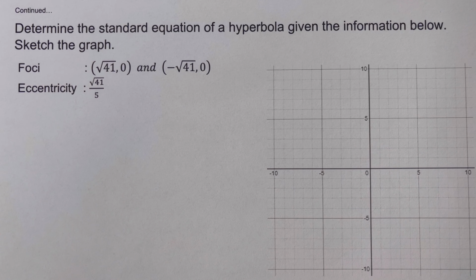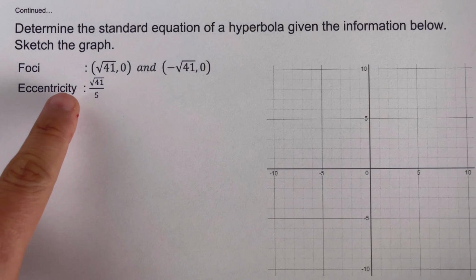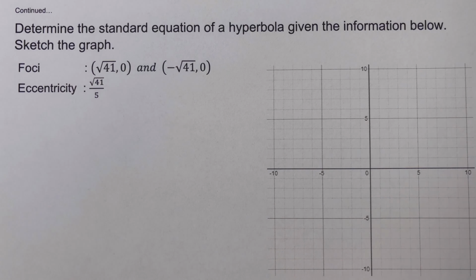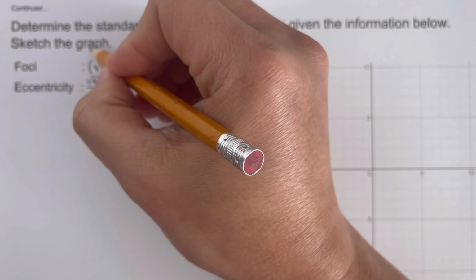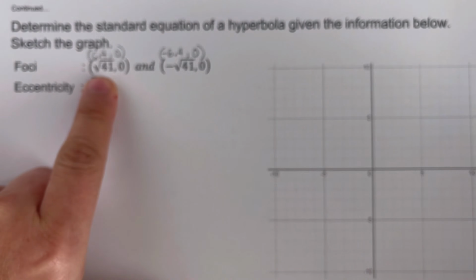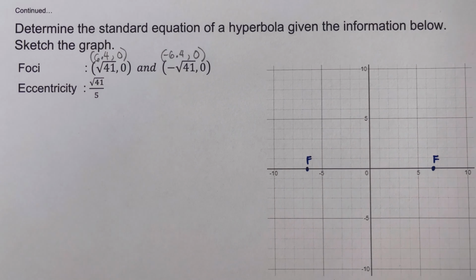Okay, so we go over the problem here. We're given the coordinates of the two foci and the eccentricity. I'm going to go ahead and change this coordinate here in decimal form using the calculator. So I plotted the two foci here.